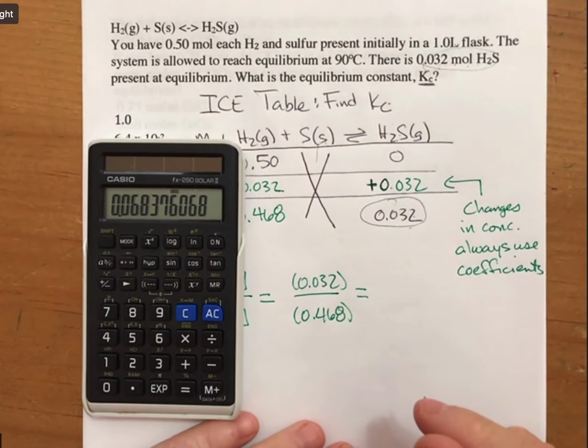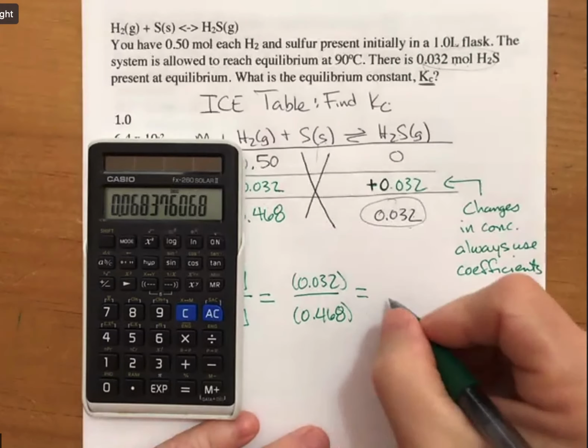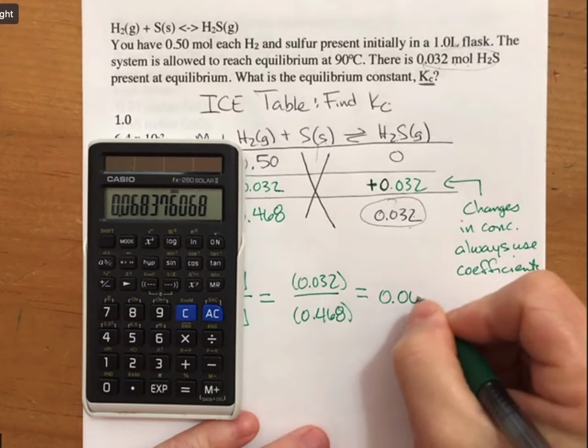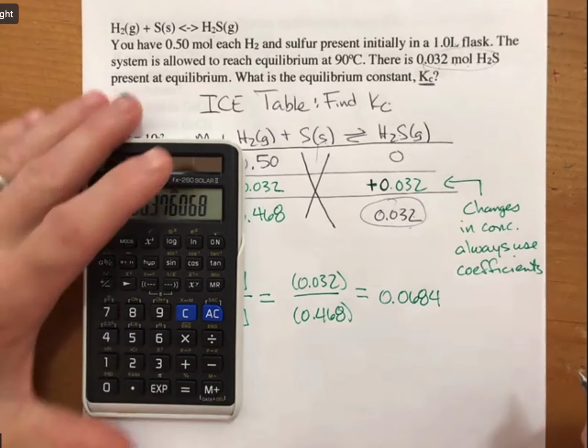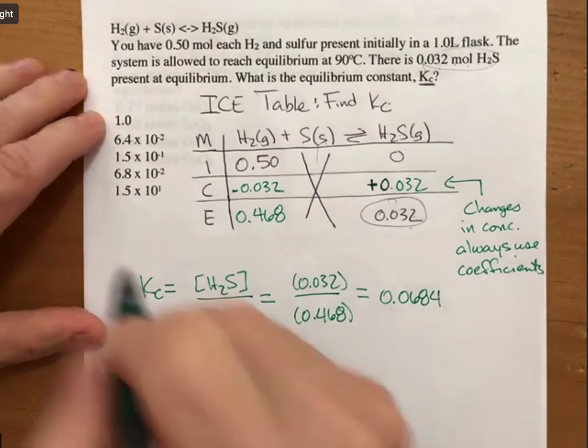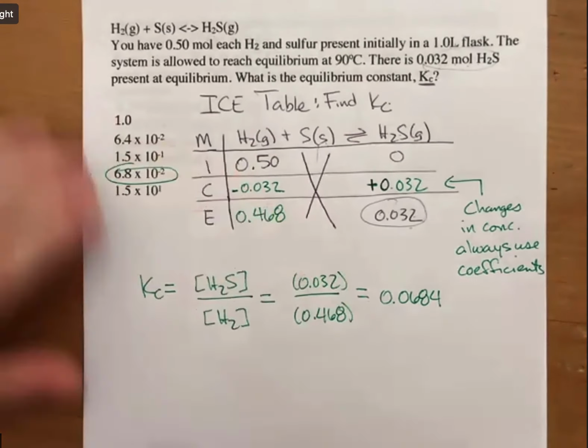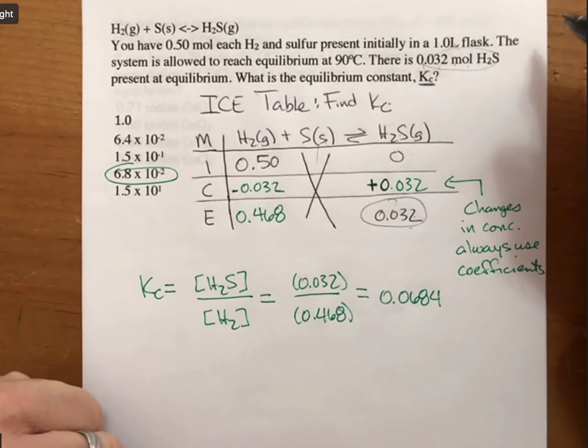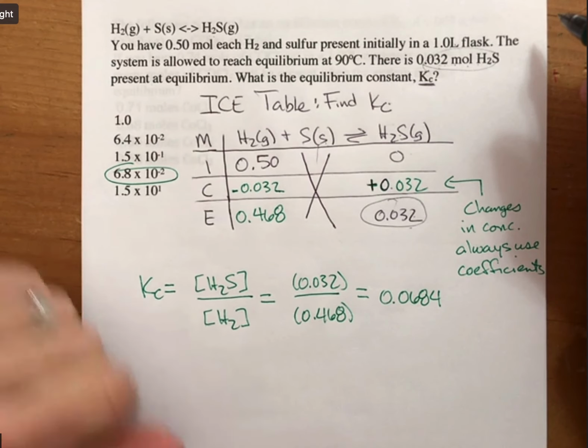I get 0.0684. And good news, this is one of the choices, 6.8 times 10 to the minus 2. Any questions about this?